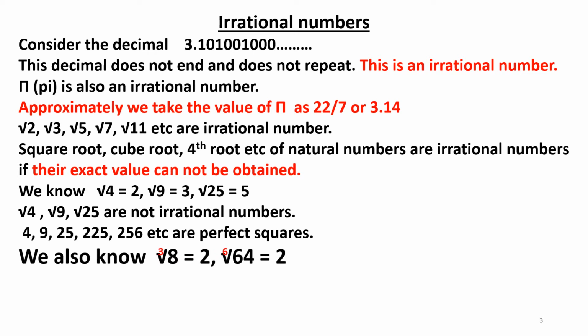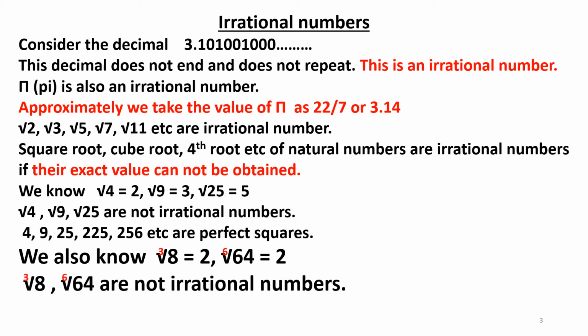Here comes cube root of 8. That is equal to 2. Sixth root of 64. That is also 2. Later on it is coming how these 2's are coming. So cube root of 8, sixth root of 64 are not irrational numbers. They are rational numbers.